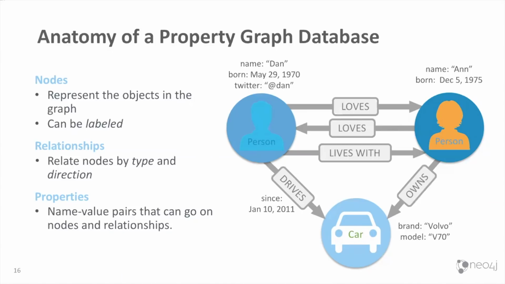And relationships can also have properties. So you can see Anne owns a car. That node car has a brand value of Volvo and a model of V70. We can also see Dan drives this car, and he has since January 10th, 2011. So you can have properties on relationships as well as on nodes. Those are really the fundamental building blocks of a graph database, of a graph data model. And just with those few key elements, you can make some very rich data models, which we'll see when we get into our demo.